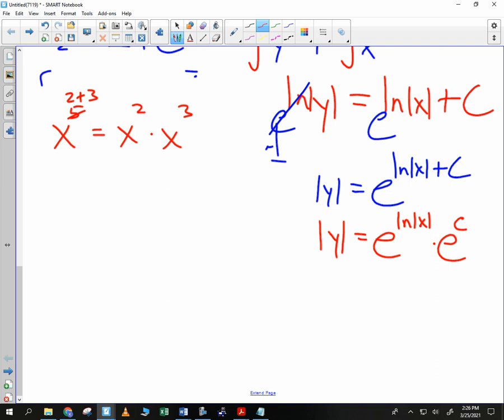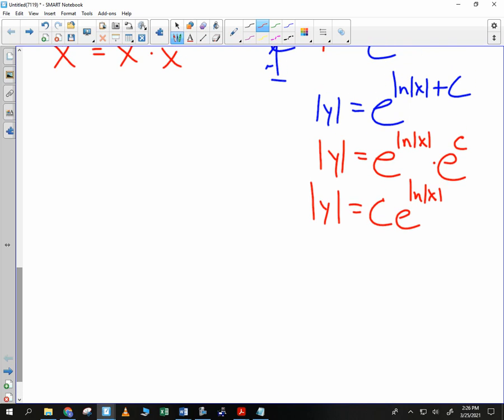E is just a number like 2.718. So if you take 2.7 to a constant, you're just going to get another constant, aren't you? So this turns into a constant times e to the natural log of the absolute value of x. E to any power is going to be positive, so therefore the absolute value can just become y. And c times e to the natural log of x, those cancel, I just have the absolute value of x. This is the general solution.